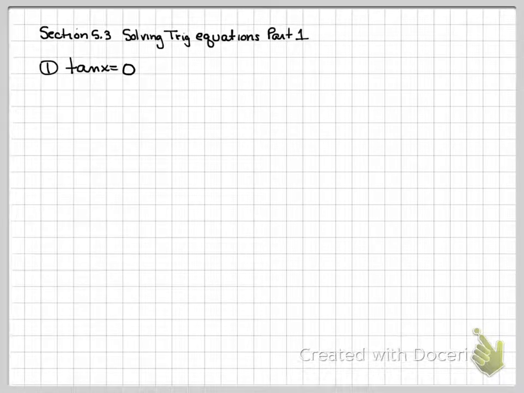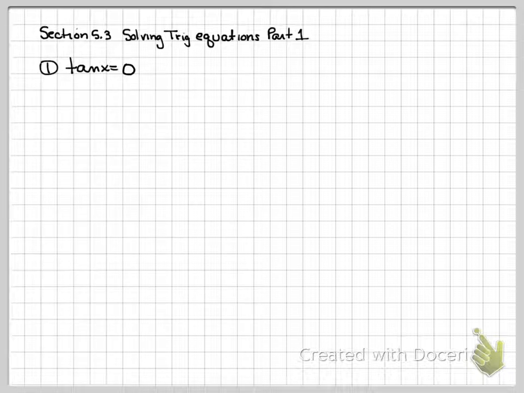Okay, so here's section 5.3, solving trig equations. This is part 1. To solve a trig equation, we're basically solving for x or theta or whatever our variable is, and we're finding all the values where that variable makes the equation true, just like a normal equation.